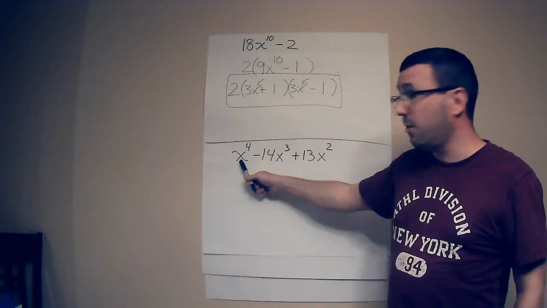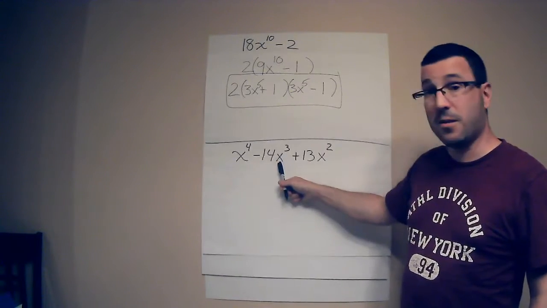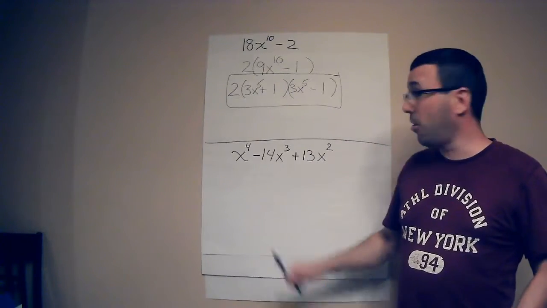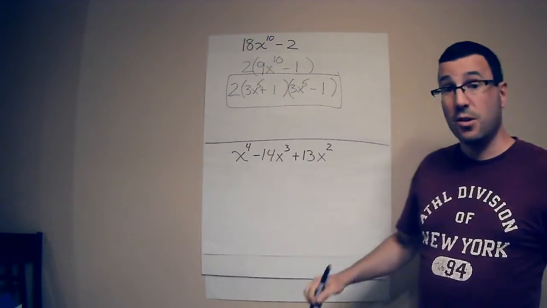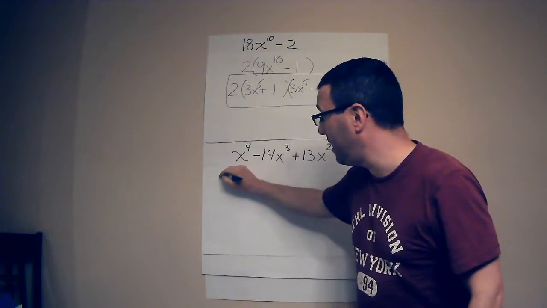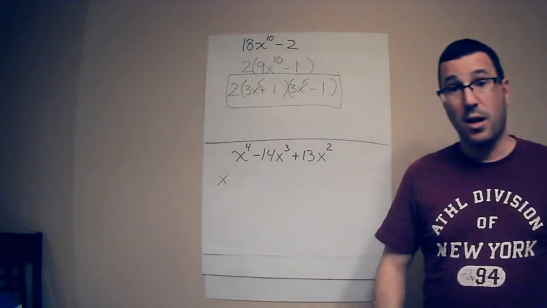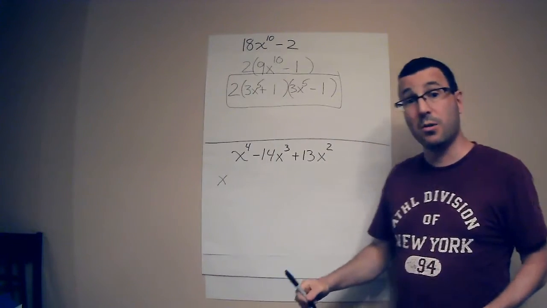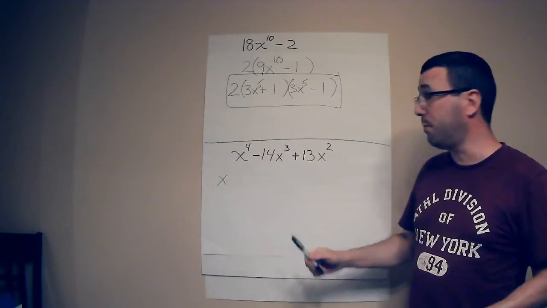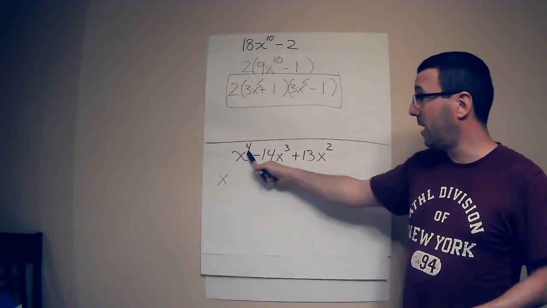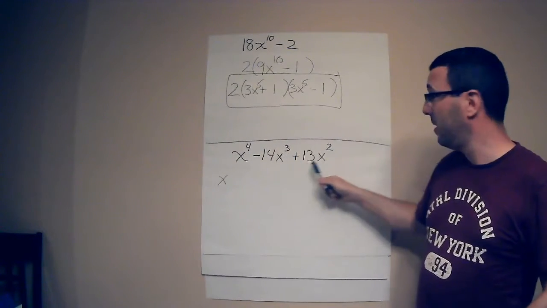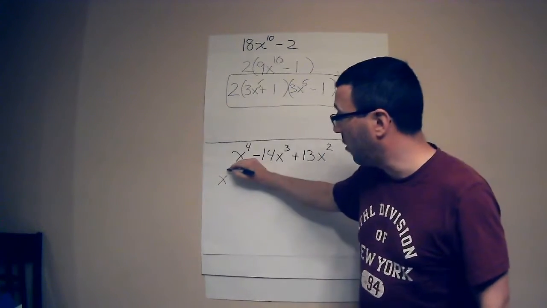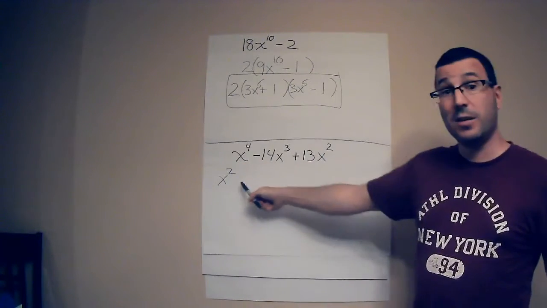I have an x to the 4th here, an x to the 3rd here, and x to the 2nd here. Each of these terms has an x, so there's definitely a greatest common factor that involves x. And then I'm going to look and say, well, what's the smallest exponent of these 3? That's a 4, that's a 3, that's a 2. That's the smallest. So my greatest common factor is x squared.